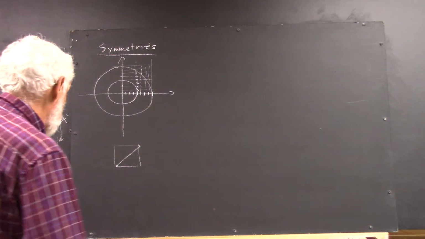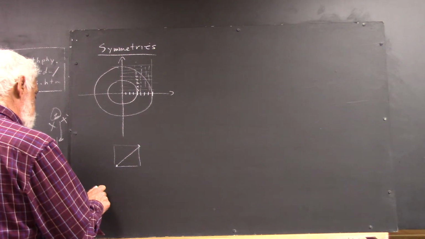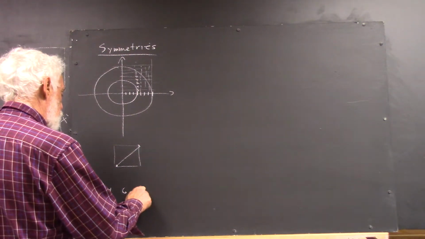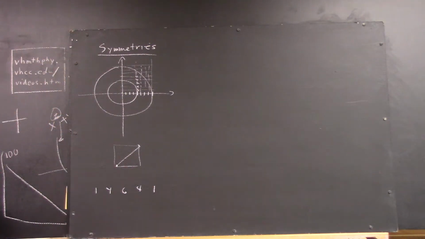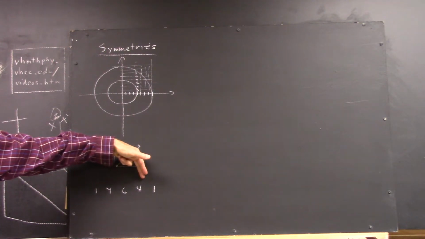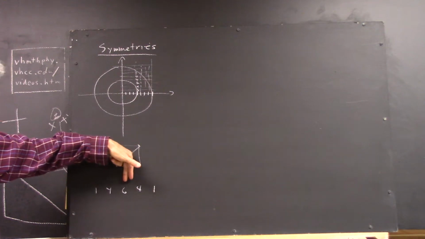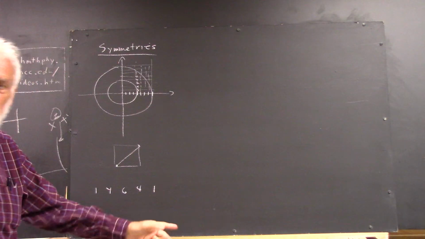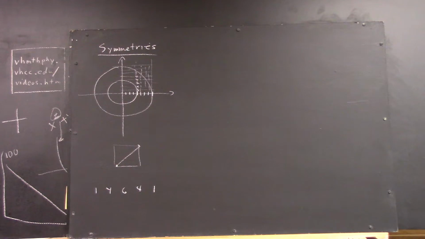Let's take, how about this one? 1, 4, 6, 4, 1. Is there symmetry in that set of numbers? Yes, symmetric about the middle, right? What you have to the right of the middle is exactly what you have to the left of the middle. Now to really say that rigorously, I'd have to add a bunch of words, but you have the idea, right? Okay?